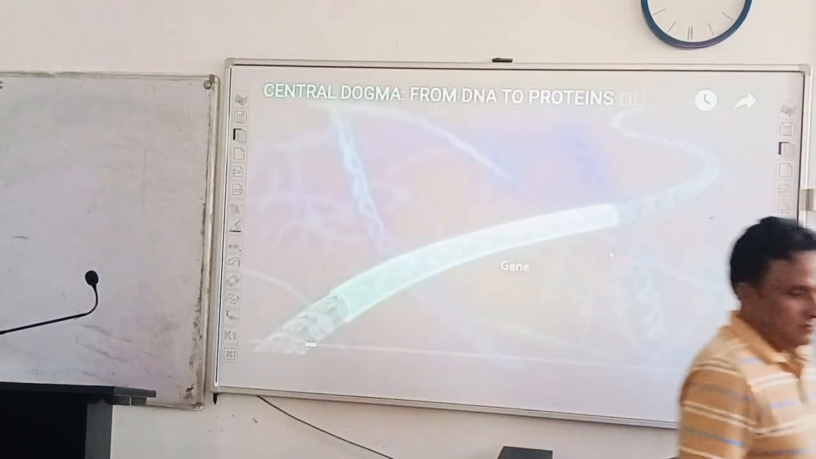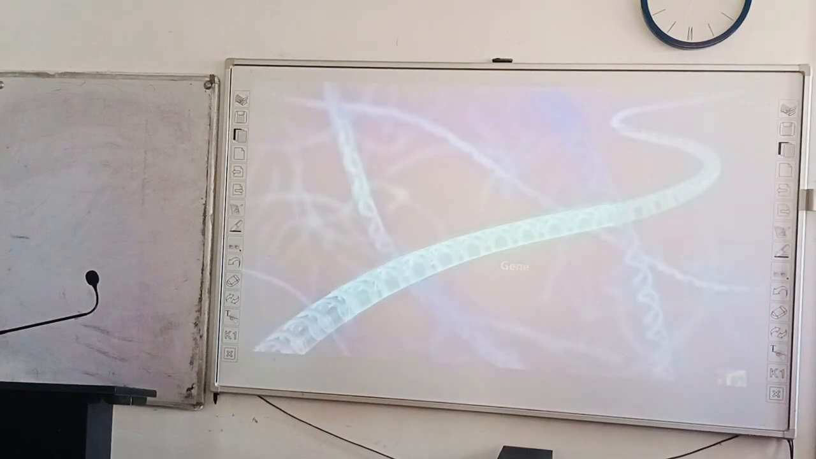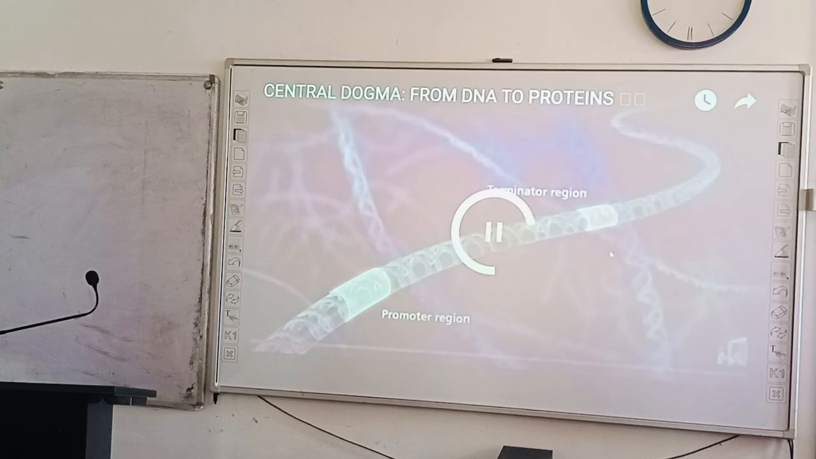A gene contains a region that codes for an RNA molecule. This region begins with a promoter and ends in a terminator. Genes also contain regulatory sequences that can be found near the promoter or at a more distant location. Have you got the promoter region? It should be the transcription aspect. Promoter, terminator.